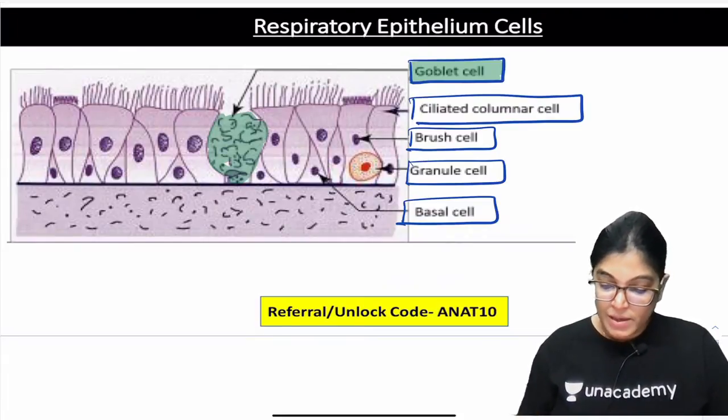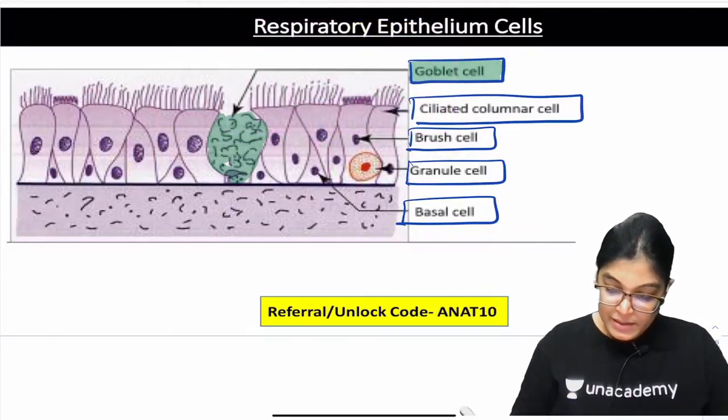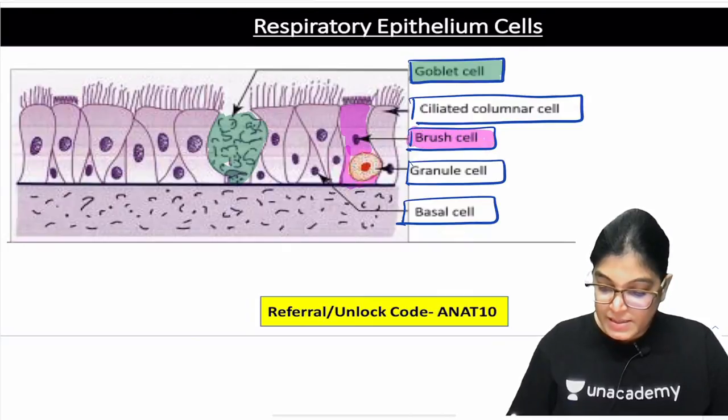Brush cells are columnar cells. If you see the brush cell, this is the brush cell and you can appreciate these are columnar cells. So brush cells are columnar cells.